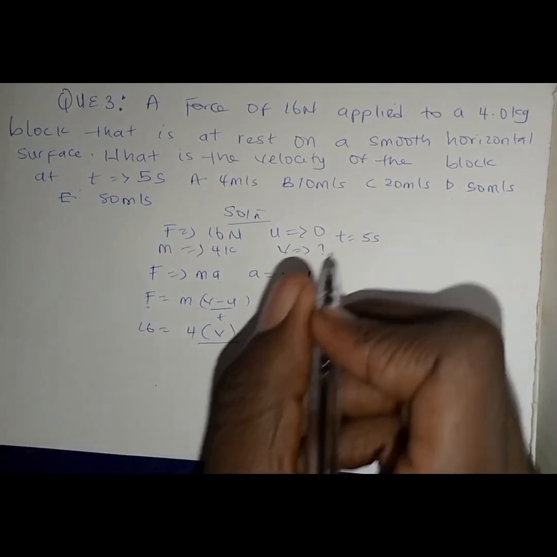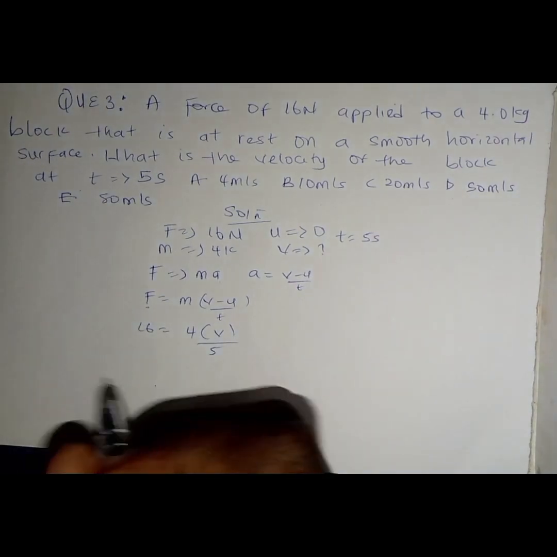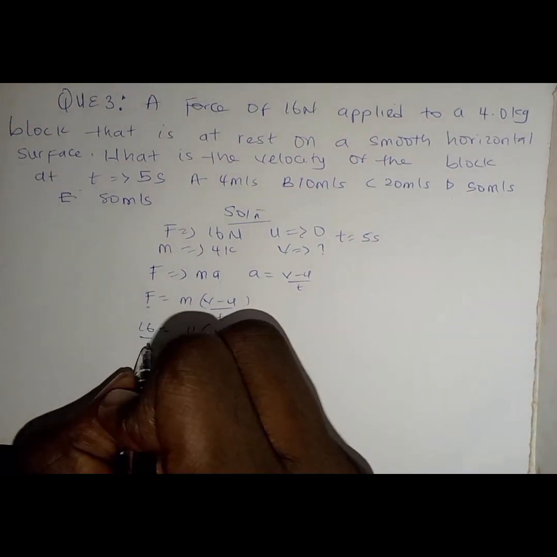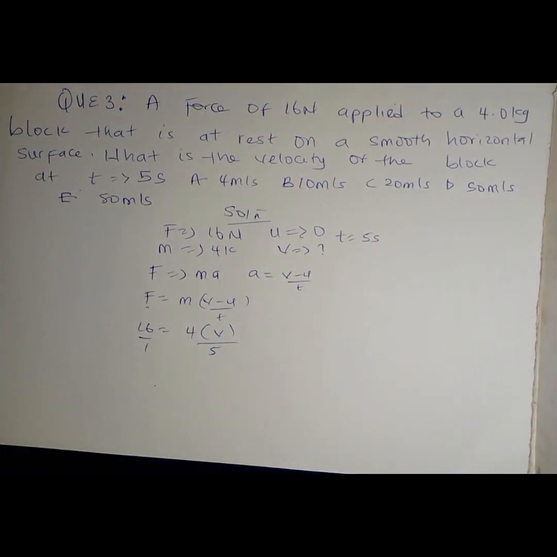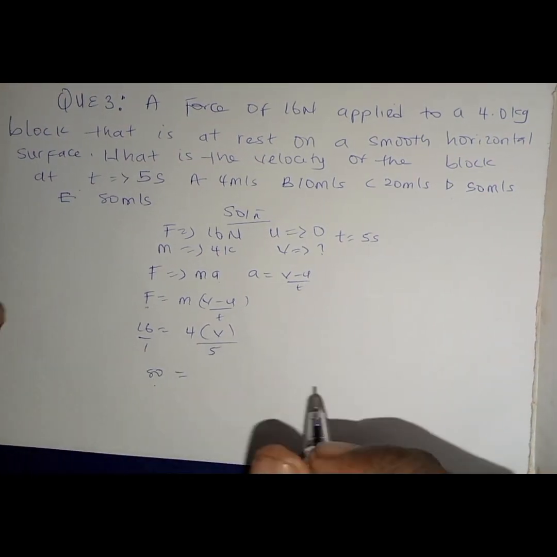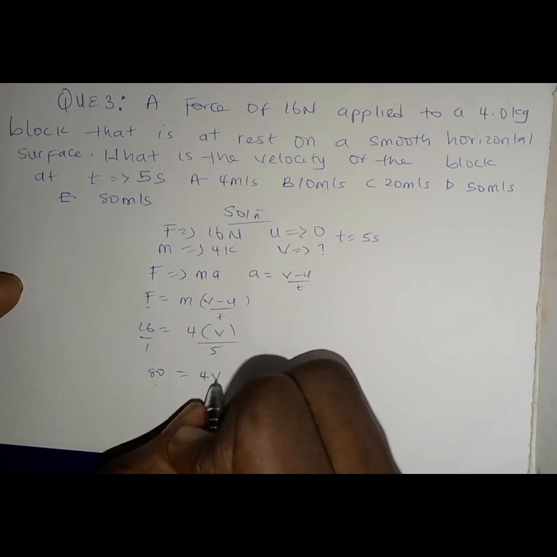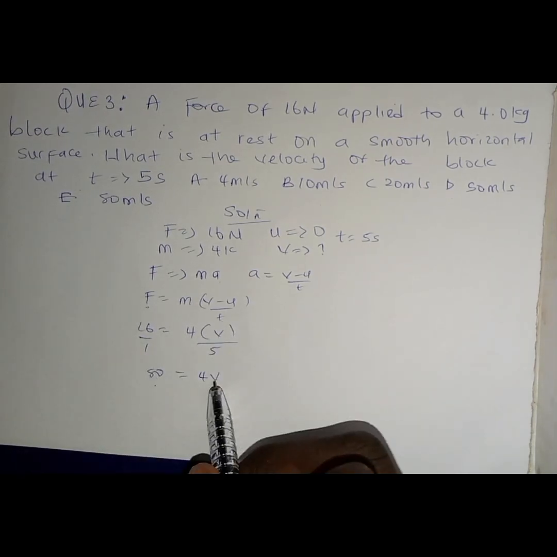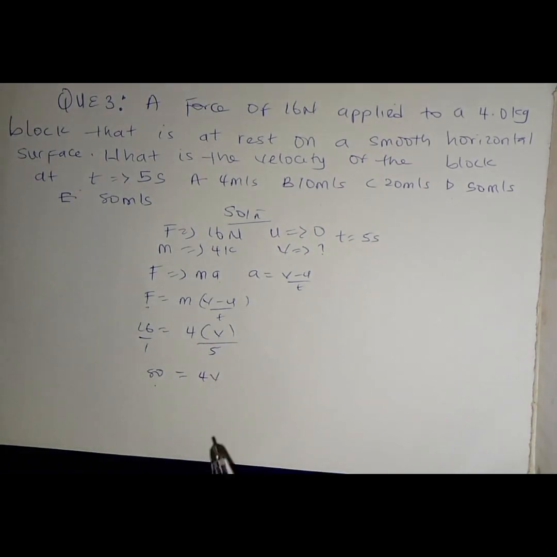What was my T? My T is 5. So I can cross multiply now. By cross multiply, I have 16 times 5, which is 80, equals 4 times V, 4V. So 80 equals 4V.